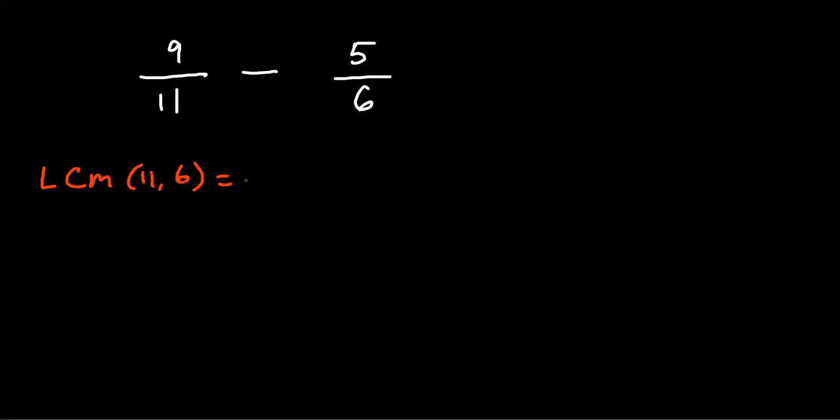Okay, what if you wanted to subtract two fractions? So for example, let's subtract 9 over 11 and 5 over 6. So we start by finding the LCM of the denominators. So that would be 66. And then we multiply this fraction by 6 and this fraction by 11, because that would give us 66 in the denominator for both fractions.